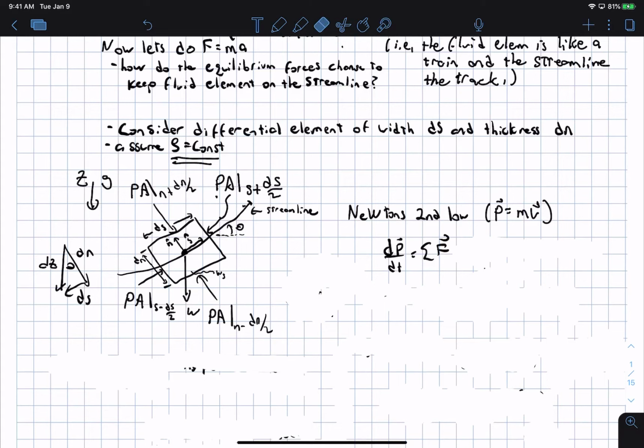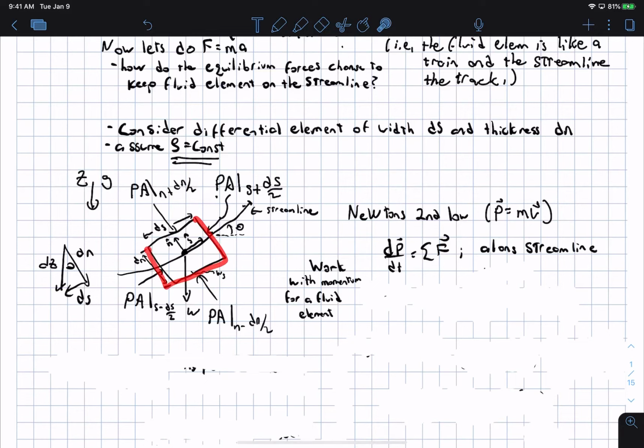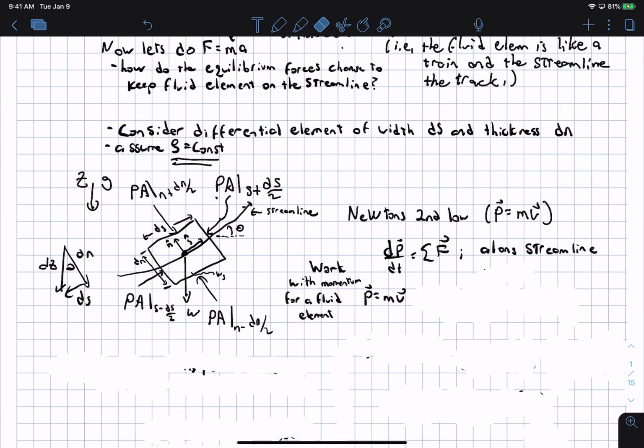So here we'll be applying this along the streamline, and we will work with this fluid element here. So we have a nice free body diagram, and we just need to keep track of all the forces. It is assumed that we know the flow field and we know what the velocity is as a function of position along the streamline. Okay, so we'll just start working through it.